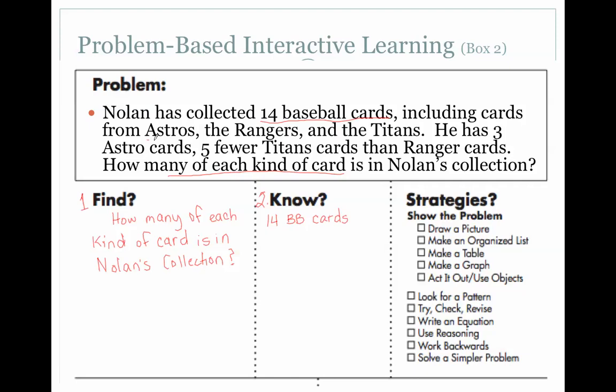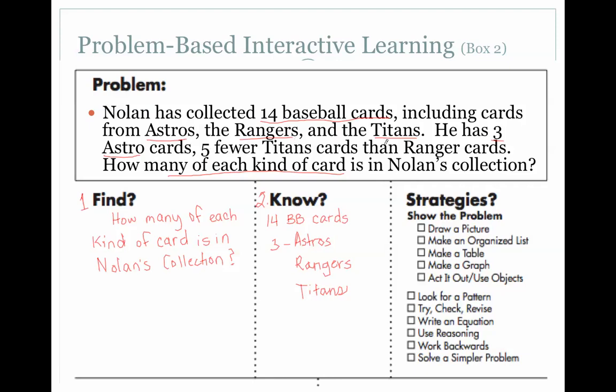Including, I know he has Astros, Rangers, and Titans. So I'm going to write those down. And as you can see, I underline it as I go. Astros, Rangers, and Titans. Okay, it says he has 3 Astro cards. So I'm going to write 3 next to Astros.